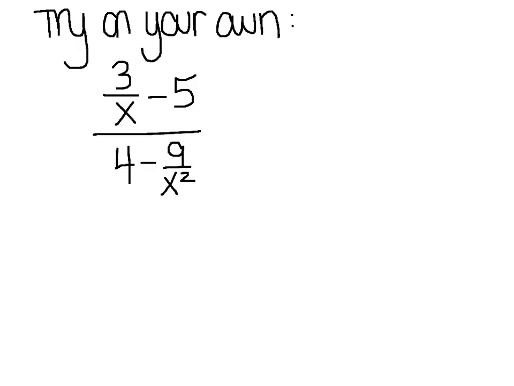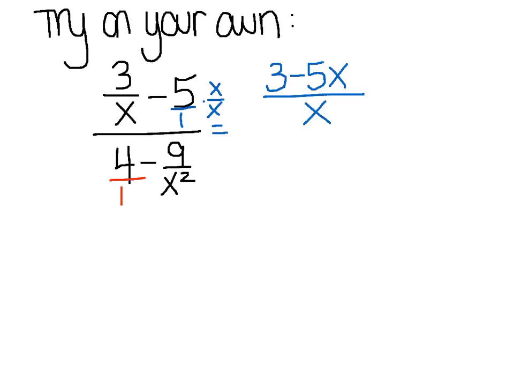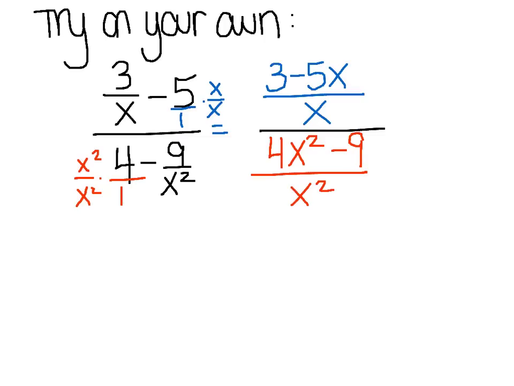Alright, so hopefully you've tried this, and the first thing we want to do is get a denominator. The least common denominator is x. So if this was 5 over 1, I'm going to multiply it by x over x. And I'm going to have 3 minus 5x over x. Well, for the denominator, this is 4 over 1, least common denominator of x squared. So I'm going to have this divided by 4x squared minus 9 over x squared.